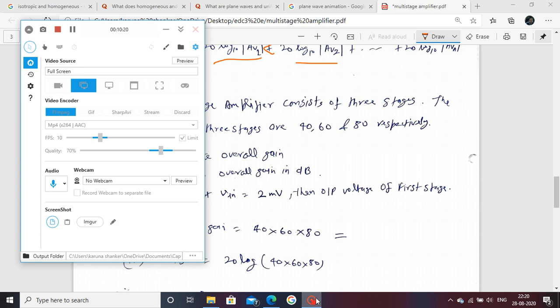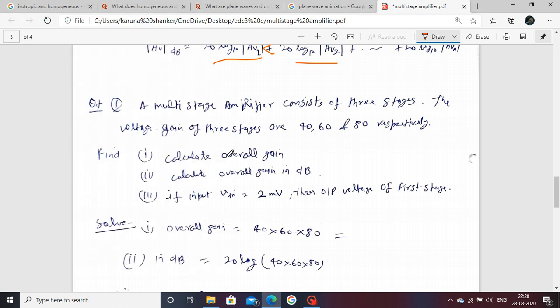This is one example of a multi-stage amplifier. What is the calculation? Here three stages of amplification are given. The voltage gains of the three stages are 40, 60 and 80. That means the first stage has a gain of 40, the second 60, and the third 80. We need to calculate the overall gain, then the gain in dB, and lastly, given an input voltage of 2 millivolts, find the first stage output.